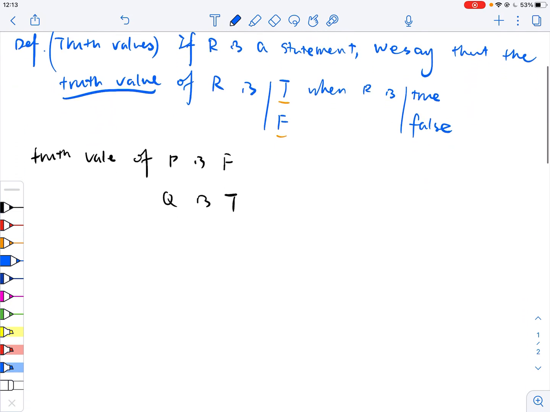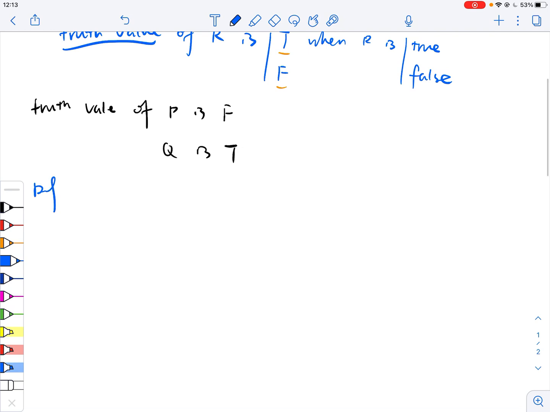So let's take a look at valuation. Let me give you the definition of it.